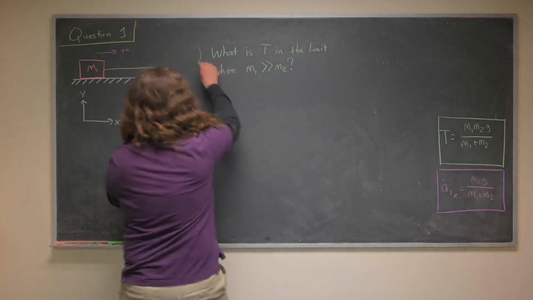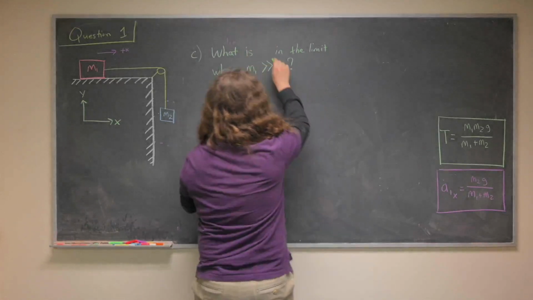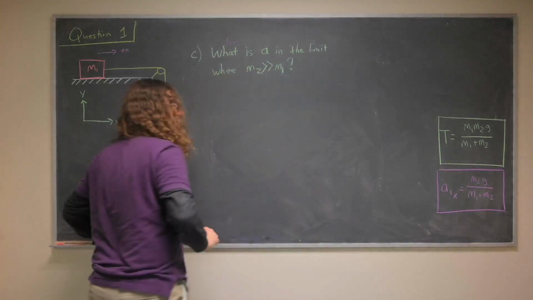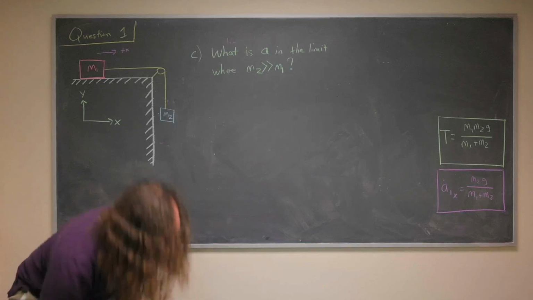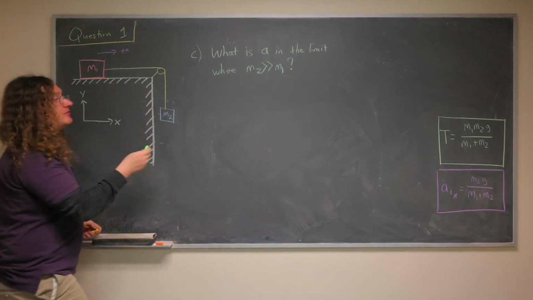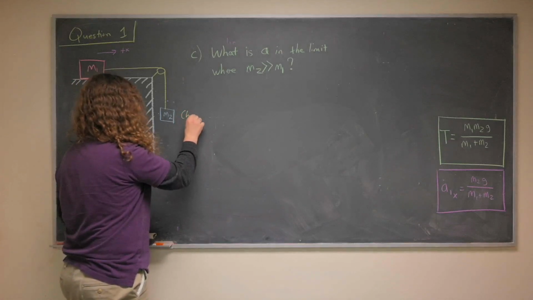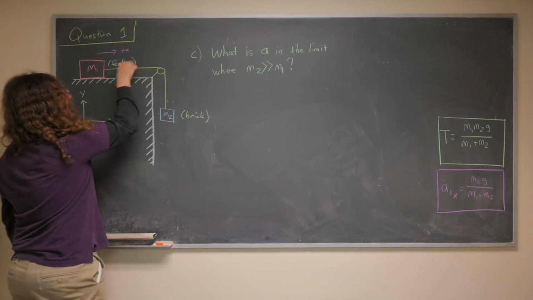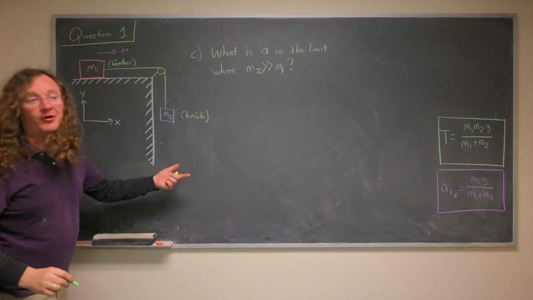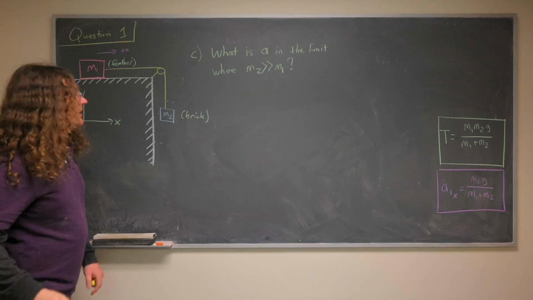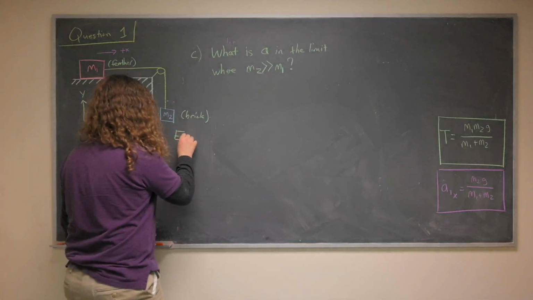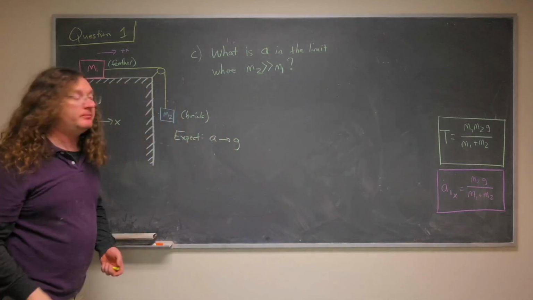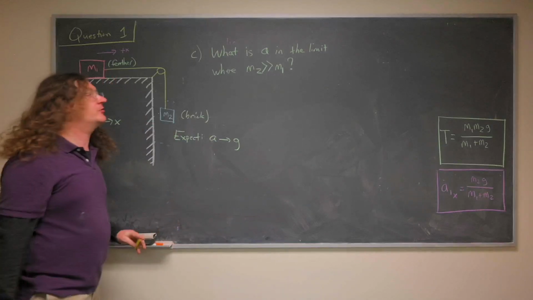So part C asks us to find the acceleration in the limit where m2 is much bigger than m1. So what happens here? In this case, m2 is a brick, m1 is a feather, and if I attach a brick to a feather, it's just going to fall. The feather shouldn't do anything. So we expect the acceleration to basically be free fall. A brick tied to a feather is just going to fall freely.